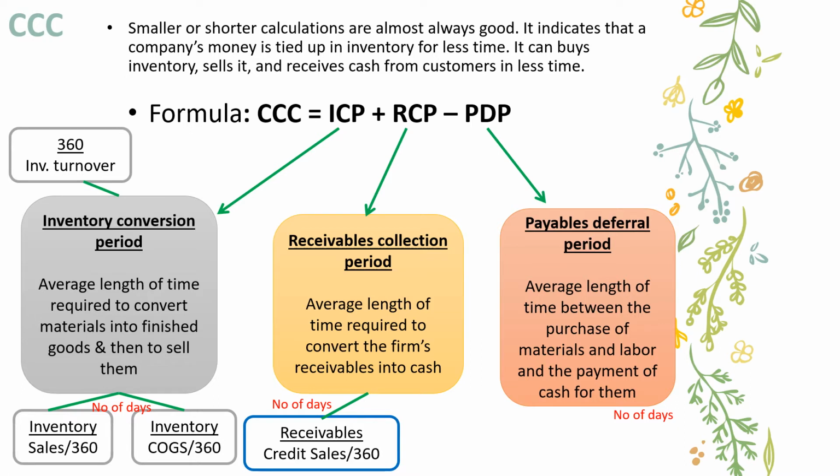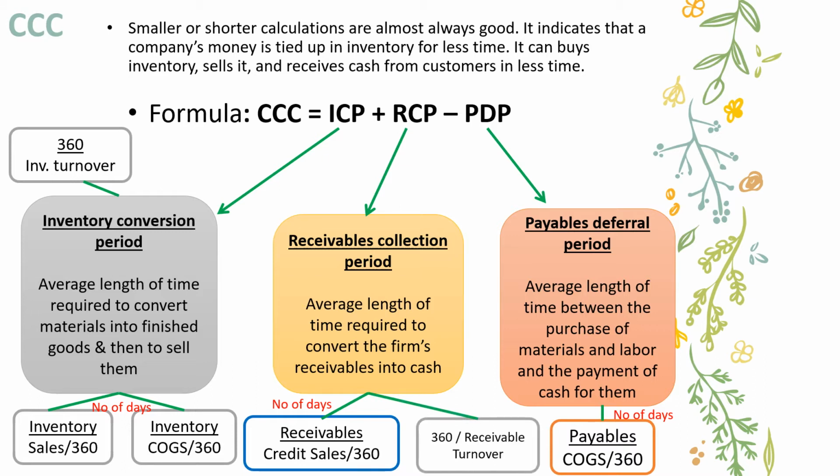And the third one is PDP, that is the payables deferral period. The PDP is the average length of time between the purchase of materials and labor and the payment of cash for them. So the formula is the payables, or average payables, over COGS divided by 360. Okay, and then another formula for this receivable is 360 over receivable turnover ratio.